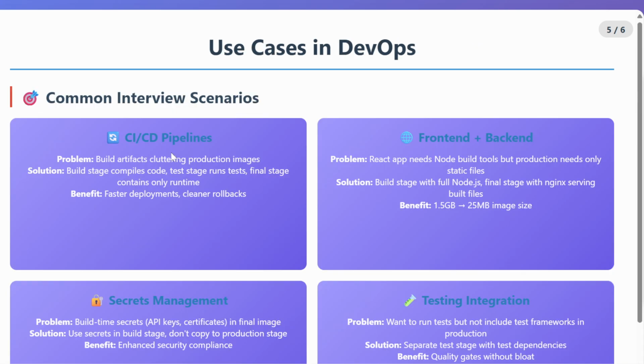And coming to the last part, we are going to see what interview scenarios we might get. This is a scenario you can see in CI/CD pipelines. The problem was build artifacts cluttering production images. In that case, you need multi-stage builds: a build stage compiles code, a test stage runs the tests, and then a final stage contains only the runtime. The benefit is faster deployment and cleaner rollbacks.